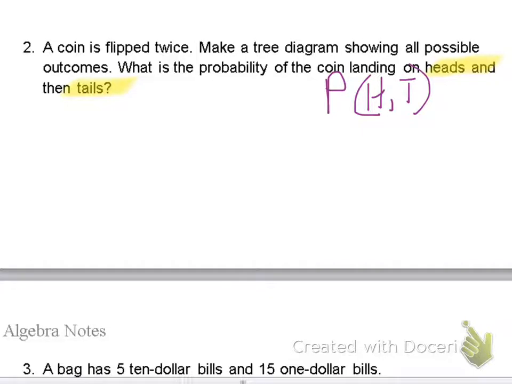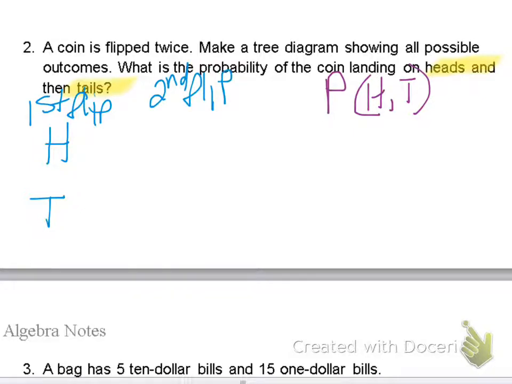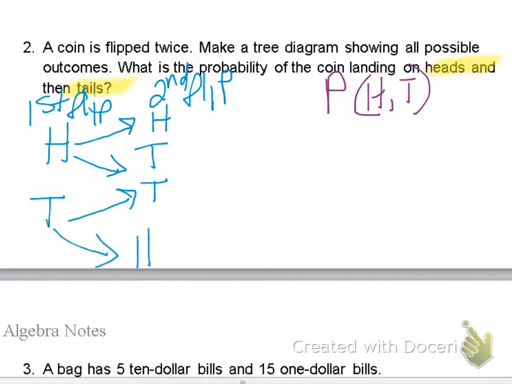So to draw a tree diagram, we can start with labeling. This first column is going to be the first flip. So the first flip, we can either have heads or tails. Those are the two possible outcomes. And for the second flip, if we draw heads the first time, we could draw heads again, or tails. For tails, we could draw tails again, or heads. So our possible outcomes here are heads, heads, heads, tails, tails, tails, or tails, heads.